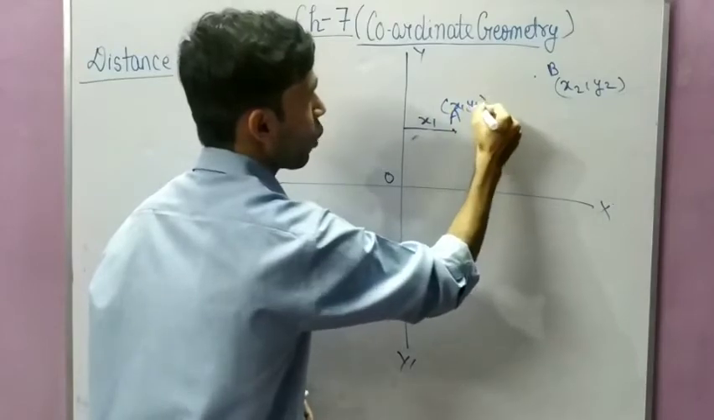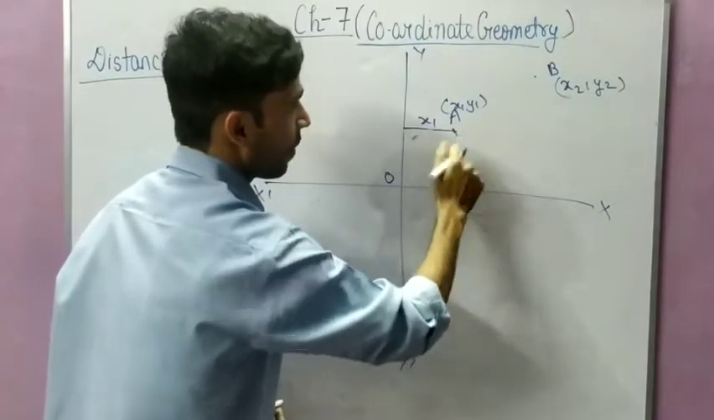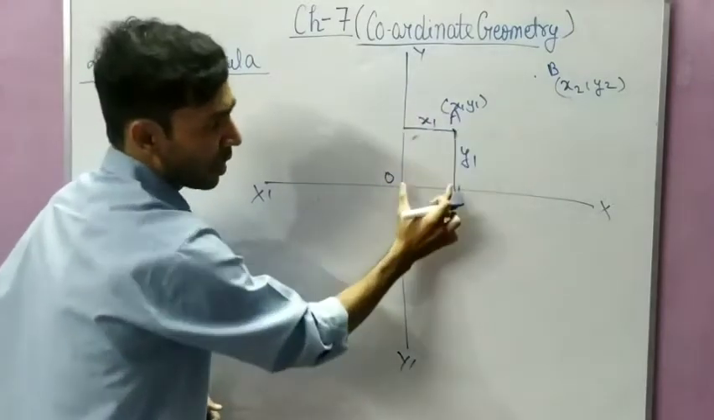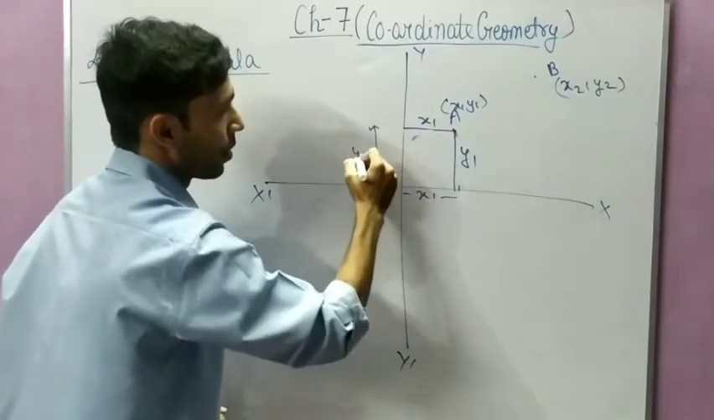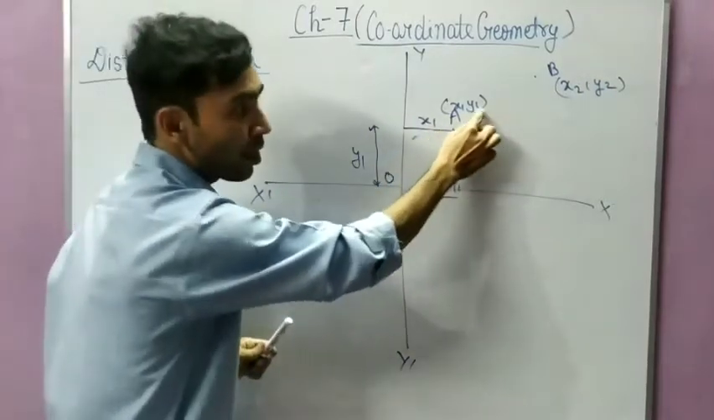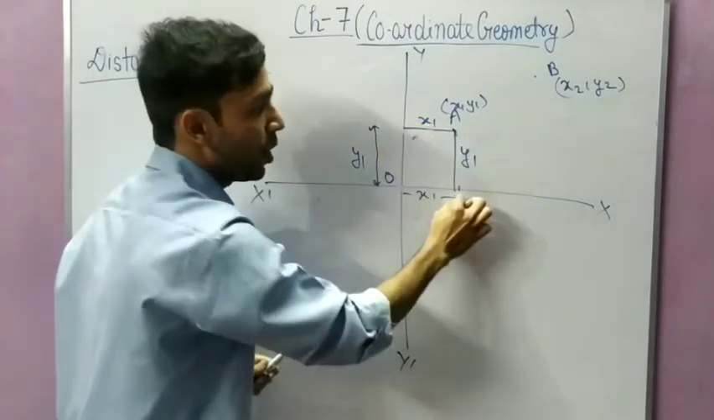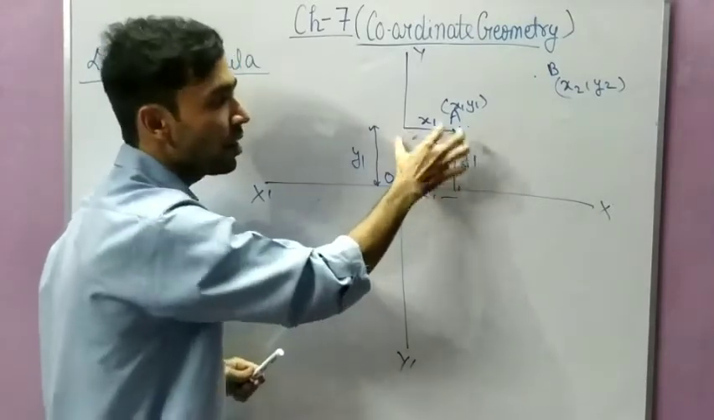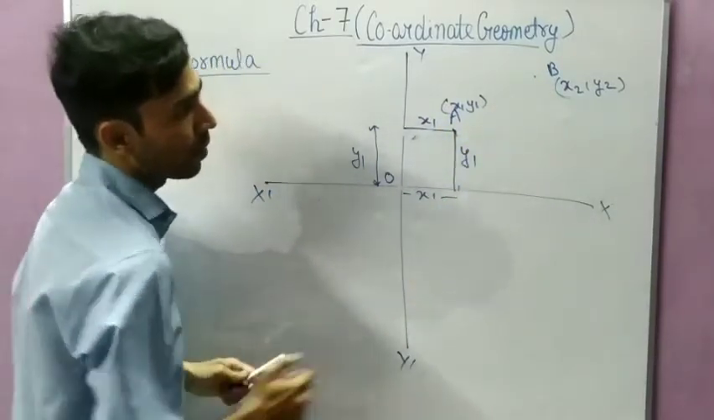Suppose its coordinate is x1 comma y1. So this distance will be x1, and this distance will be y1. Because it is x1, it will lie on the x-axis, so here will be x1, and this will be y1. We have calculated this for x and y, because this point is x1 comma y1. We have joined these 2 points, so this is parallel to this, so if this is x1, this will also be x1, if this is y1, this will also be y1. Same in this case.